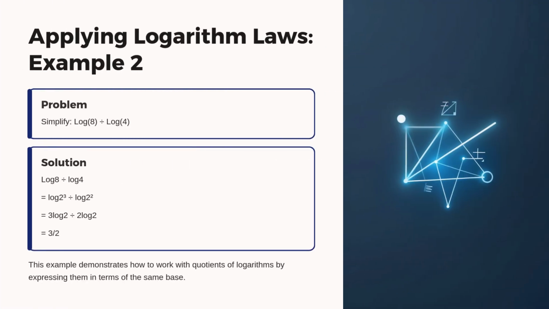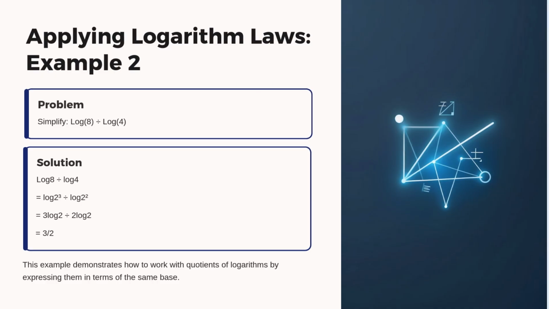Applying logarithm laws. Example 2. Problem. Simplify. Log of 8 divided by log of 4. Solution. Log of 8 divided by log of 4 equals log of 2 cubed divided by log of 2 squared equals 3 log of 2 divided by 2 log of 2 equals 3 divided by 2. This example demonstrates how to work with quotients of logarithms by expressing them in terms of the same base.